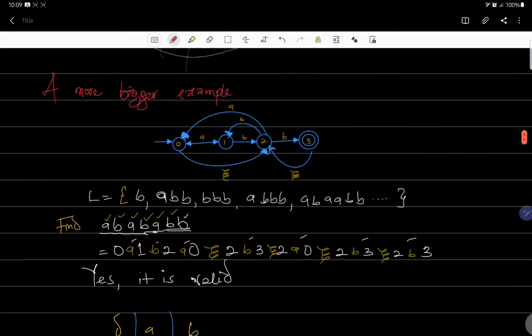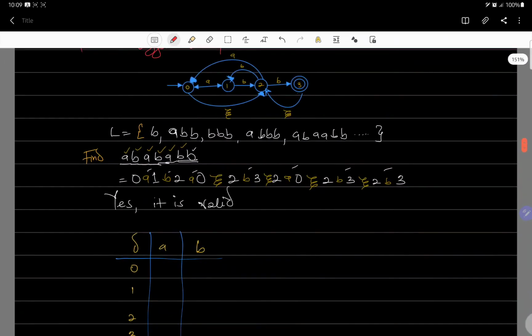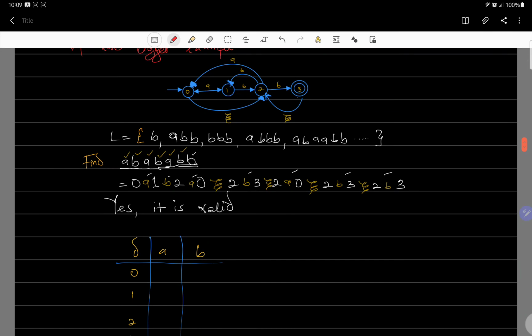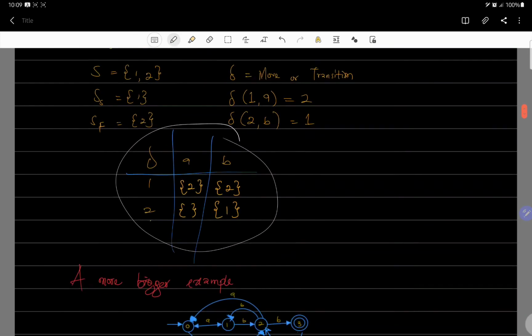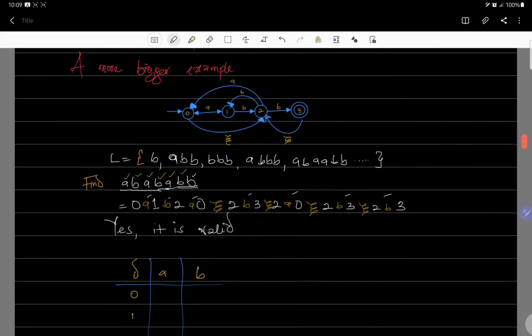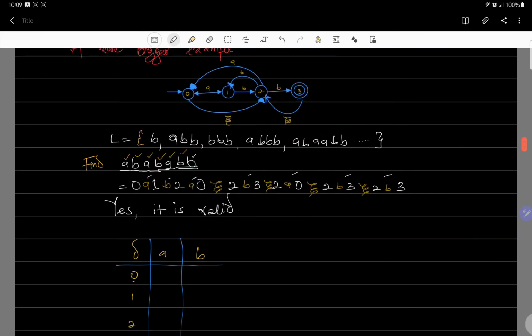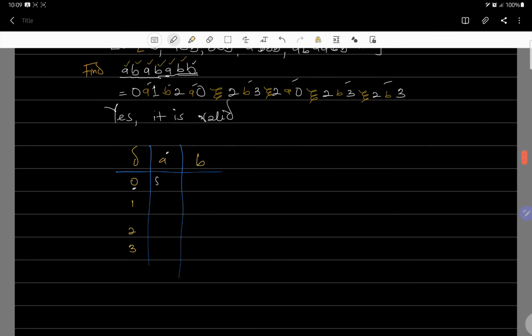So from our diagram up there, if we are going from 0, we've done this earlier. If we are going from 0 and we enter through a, where does it lead us? It leads us here to 1. So we just say that it leads us to 1.